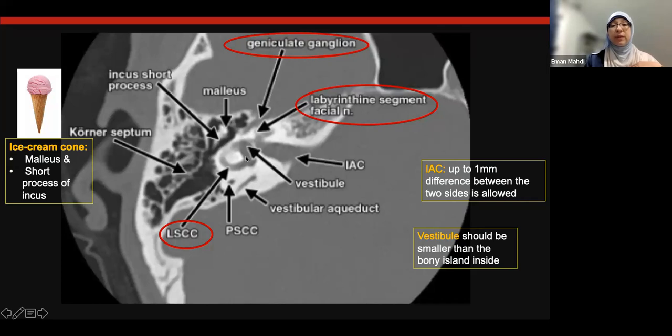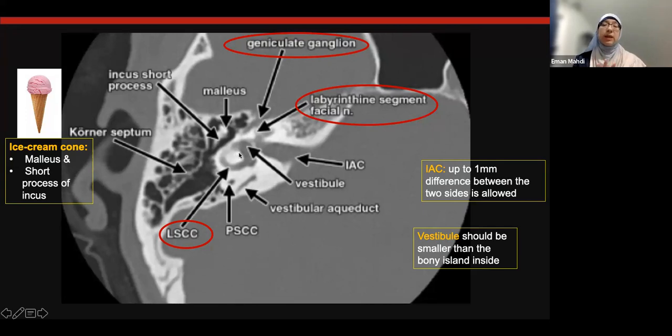Moving forward to the rest of the structures, now we start seeing the vestibule, the lateral semicircular canal, posterior semicircular canal, and then the vestibular aqueduct. So for the vestibule, I know there are so many measurements, but the way I would use it, and the way I taught it, is that you can evaluate the vestibule compared to the bone island sitting where the lateral semicircular canal is, and the vestibule should be smaller than the bony island.